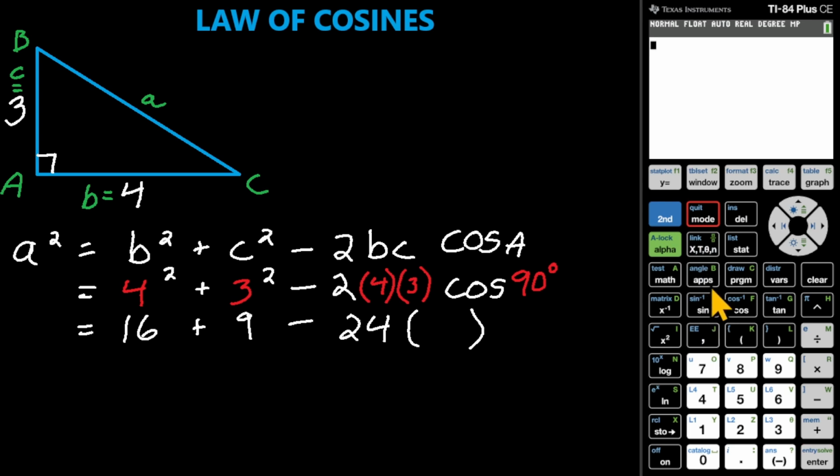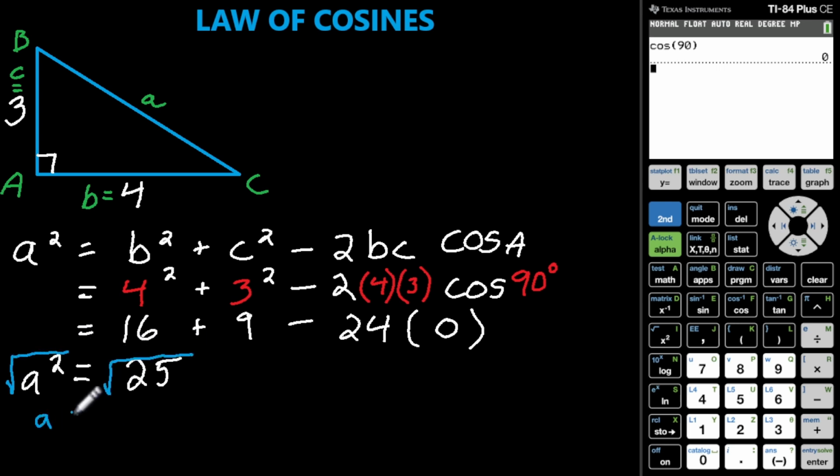And now I'm going to do cosine of 90 degrees, which is 0. And now, when I simplify, I get 25 minus 0, or 25. So I have a squared equals 25. And from here, I simply take the square root of both sides, and the square root of a squared is a, and the square root of 25 is 5. So then we have a equals 5.